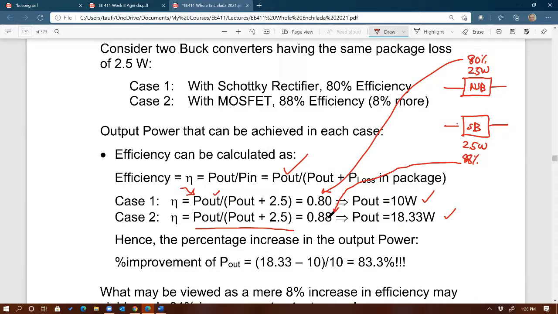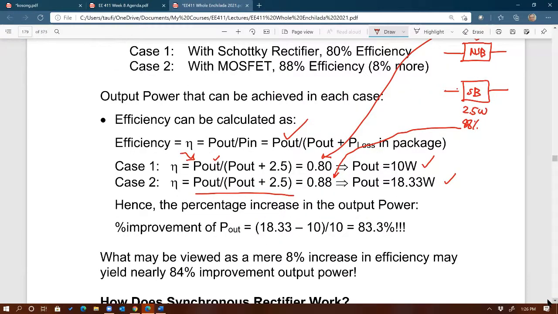Look at the P out that you get from case number two by having an 8% more efficient converter, from 0.8 to 0.88. You got P out of 18.33 watts. Now let's look at the number here, right? Because 8% may not mean much, but when you look at how much power it can deliver, it actually means a lot. From 10 watts output power to 18.33 watts output power, that's an increase of 83.3%. So now it's not a small number anymore, right? Again, this 83.3% increase in output power is achieved by increasing the efficiency by 8%.